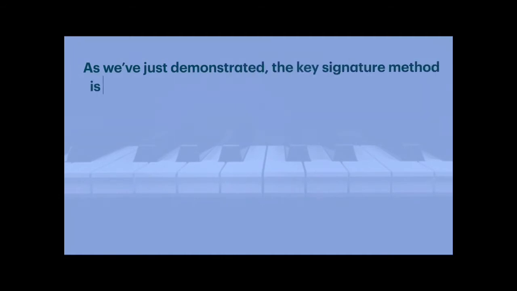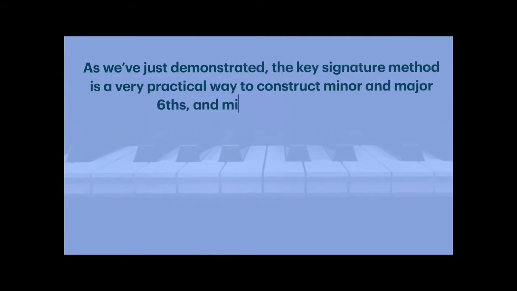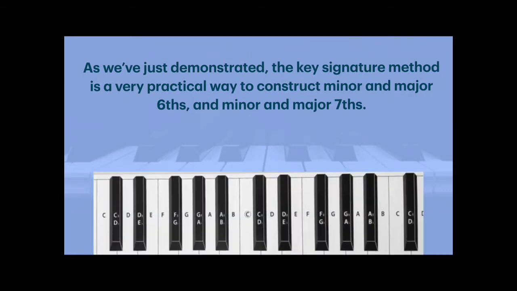As we've just demonstrated, the key signature method is a very practical way to construct minor and major sixths and minor and major sevenths. Some of you may still be hoping that I'll tell you about the half-step method, and okay, if you insist. A C up to an A flat is a minor sixth.